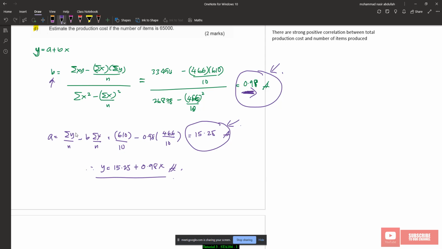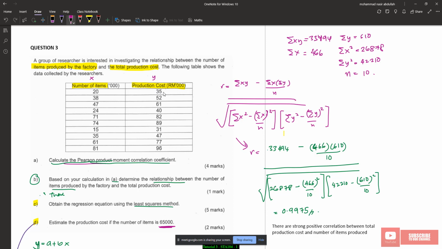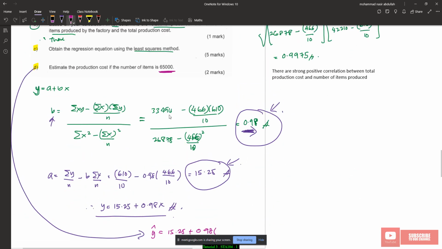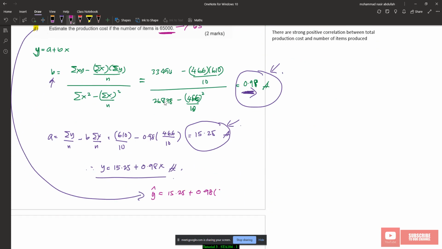So now for D, so estimate the production cost. So production cost is Y hat, it would be 15.25 plus 0.98, and production cost will be 65,000. So nampak kat sini 65,000, but if you look at the data that you already input, so you ignore the 3 digit kan? Maksudnya dekat sini would be 65. You need to be very careful lah. Sebab kat sini kita dah ignore 3 digit dekat belakang. So yang ini pun kita kena ignore 3 digit dekat belakang. So it will be 65.